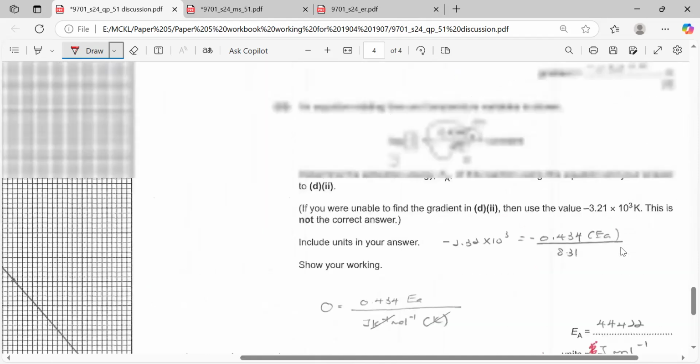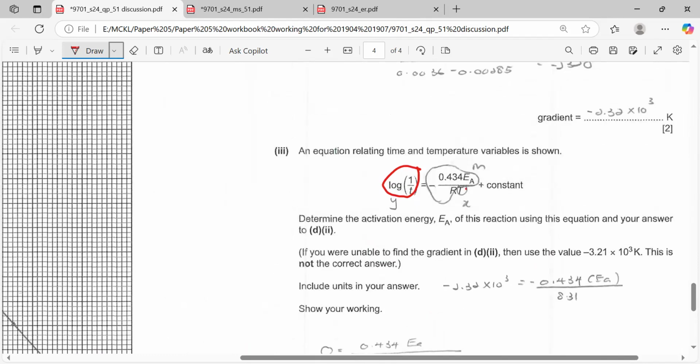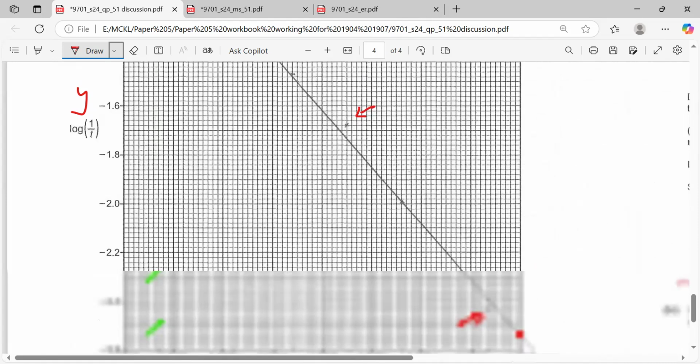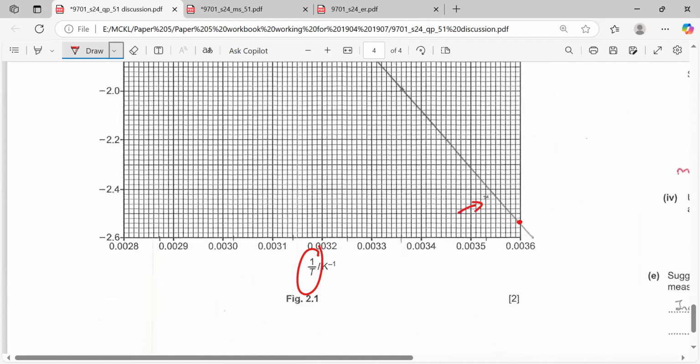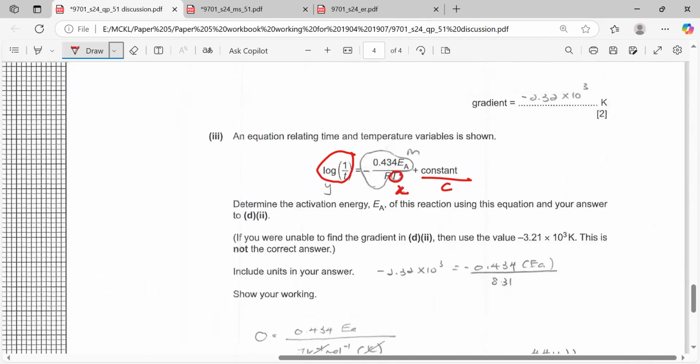So if you go over here, this is the y. This is the x. This is your c, which is the y-intercept. Okay, but do we even have a y-intercept here? No, we don't have a y-intercept. It's because we are only at 0.0028. So we don't have enough data to look at the y-intercept. Okay, and then your gradient, obviously, is the one that I have circled here. The remaining thing here is your gradient.